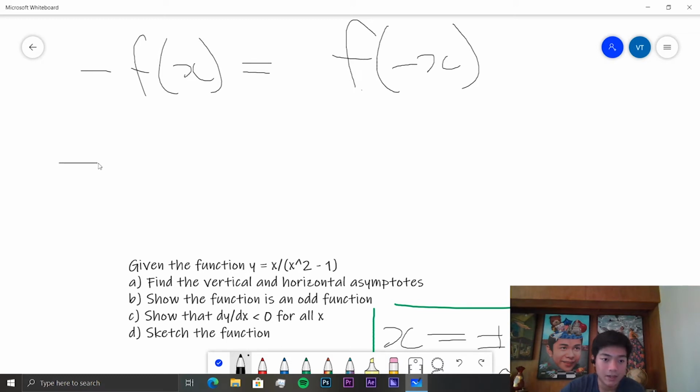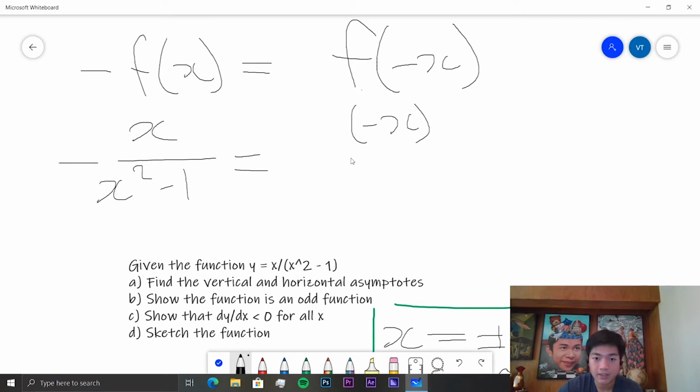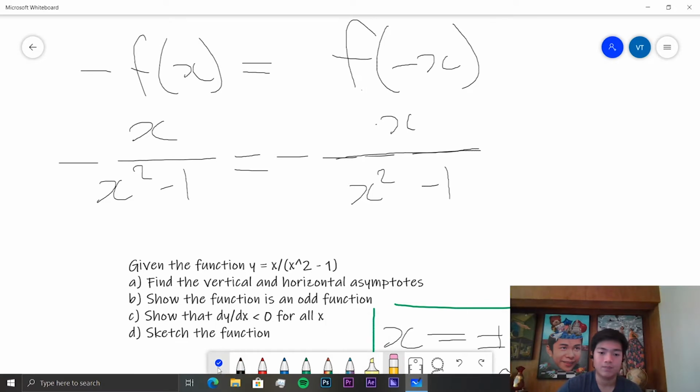So we have negative x over x squared minus 1 should be equal to negative x over negative x squared minus 1. This bottom part evaluates to x squared, and so these two functions are indeed equal because we can write this in the form negative x over x squared minus 1. So it is an odd function.